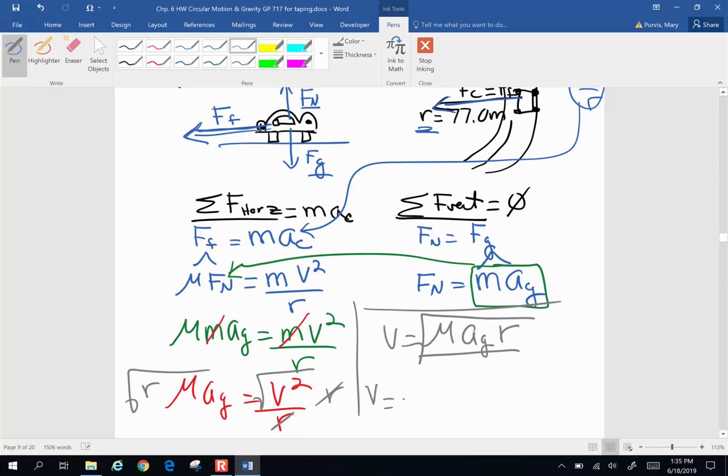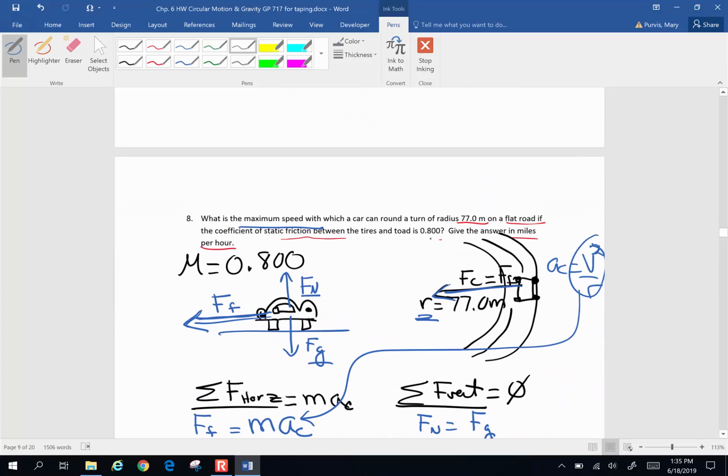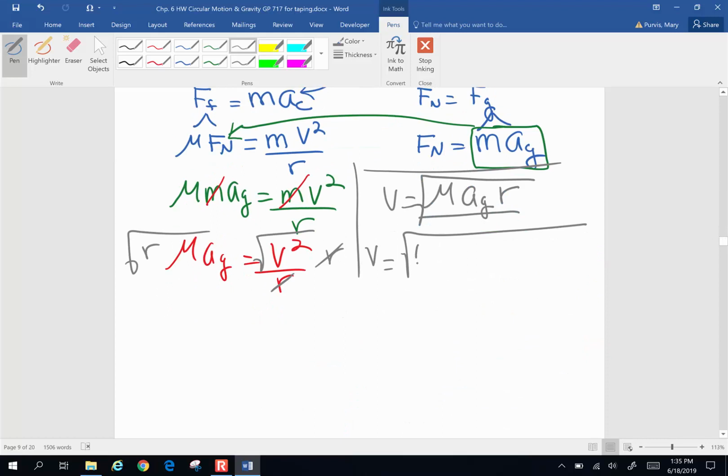So the velocity is going to be the square root of mu. Mu, we're told in this situation, is, let's double check, 0.8, and we are told it's 0.8, and the radius is 77. So let's go down here. Mu is 0.8, 3 sig figs, acceleration of gravity 9.8 meters per second squared, and the radius is 77.0 meters. When I push that through my calculator, what do I get? 77 times 9.8 times 0.8, square root of all of that, I get 24.6 meters per second.